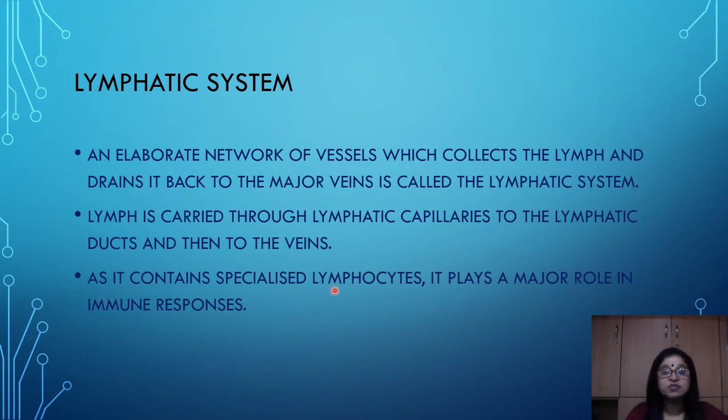As it contains specialized lymphocytes, as I told you, WBCs too can move through amoeboid movement and squeeze out of the capillaries. So the lymph is abundant in lymphocytes. So the lymph plays a major role in our immune responses.